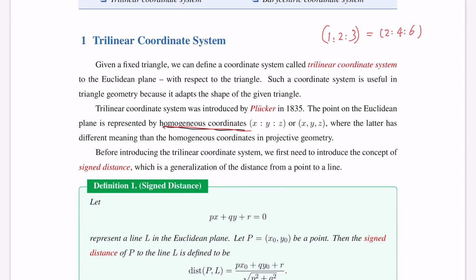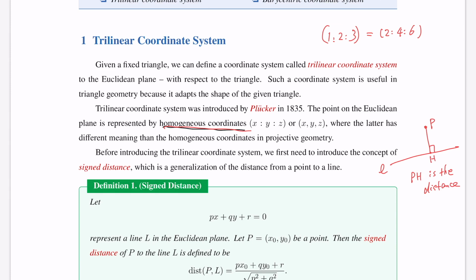Before we can introduce the trilinear coordinate system, we need the following new concept called the signed distance. We all know that in geometry, it is important to find out about a point outside a line. If there's a point outside the line L, then you may sometimes want to compute the distance of the point to the line. So how to compute the distance? Well, starting from P, you need to draw a perpendicular line to L, and suppose the foot point is H. Then the length of PH is the distance, right?